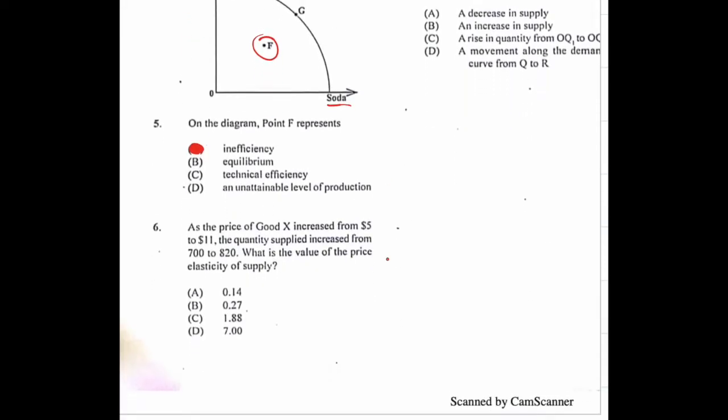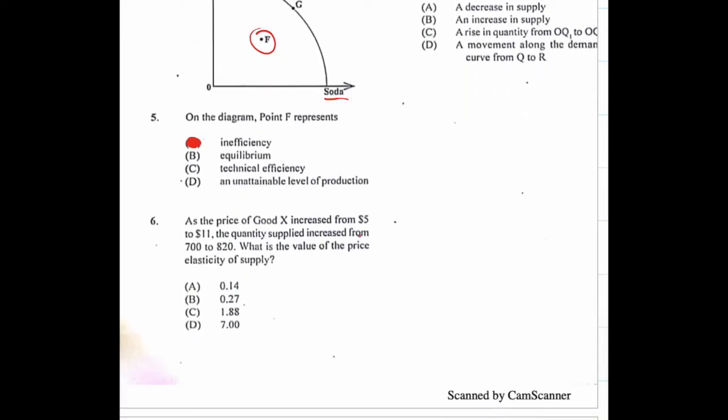As the price of good X increased from 5 to 11, the quantity supplied increased from 700 to 800. What is the value of the price elasticity of supply? So remember, price elasticity of supply refers to, in a formulaic sense, percentage change in supply over percentage change in price. So we're going to quickly calculate each one.